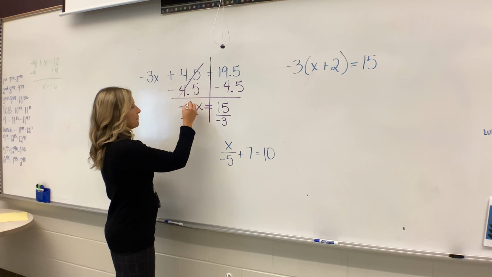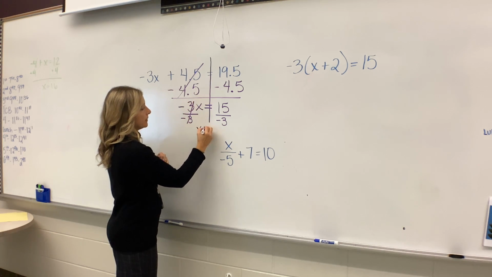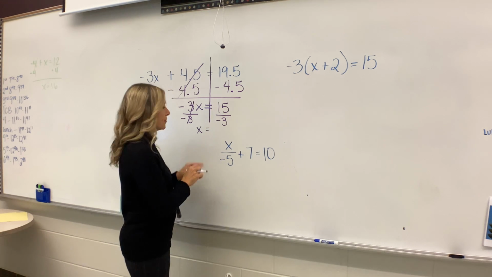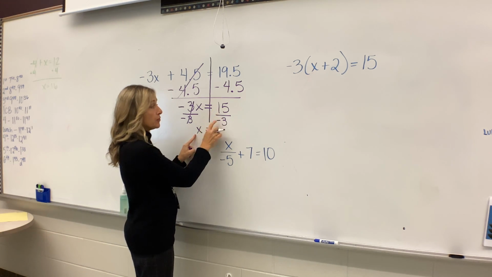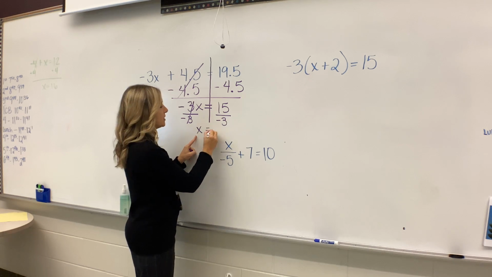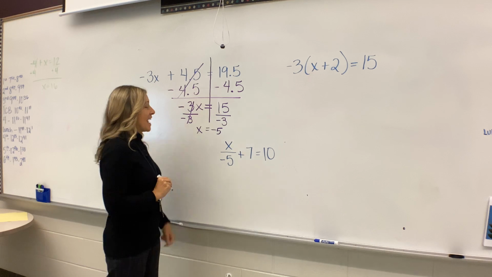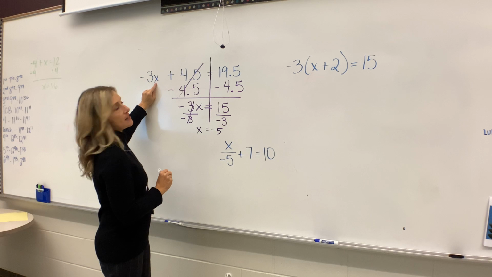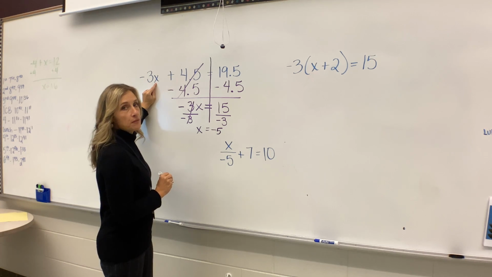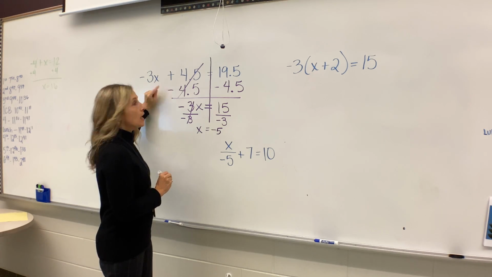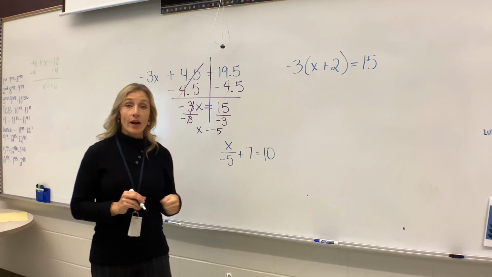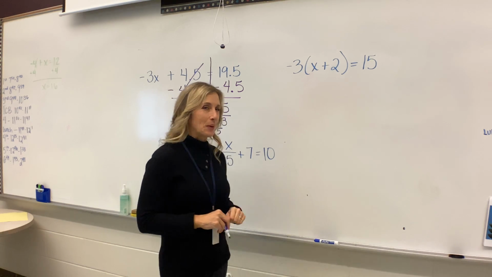-3 divided by -3 is 1x. That's what we wanted to have left at the end. We wanted to isolate the x. And x is 15 divided by -3, which is -5. Hope you can see that. Now that I know x is -5, I'm just going to make sure it works. -3 times -5 would be +15. +15 plus 4.5 is 19.5. The equation is true, my solution works, I'm correct.